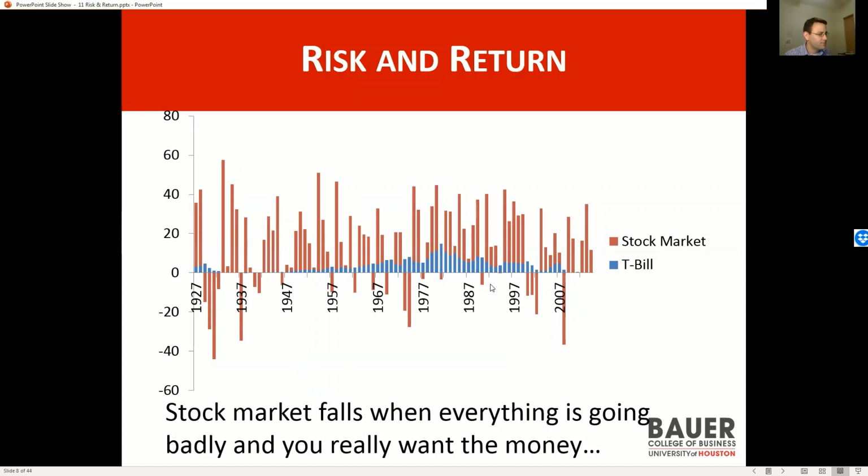Okay, so you can see pretty plainly when you lay it out like this that the stock market falls when you really need the money. That's systematic risk. That's why it's so painful to bear, and that's why you need to earn a return to bear it.